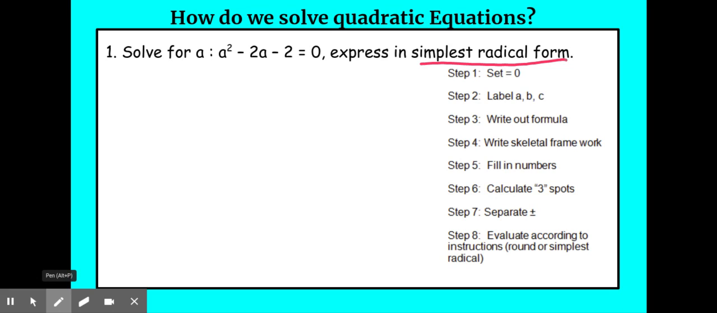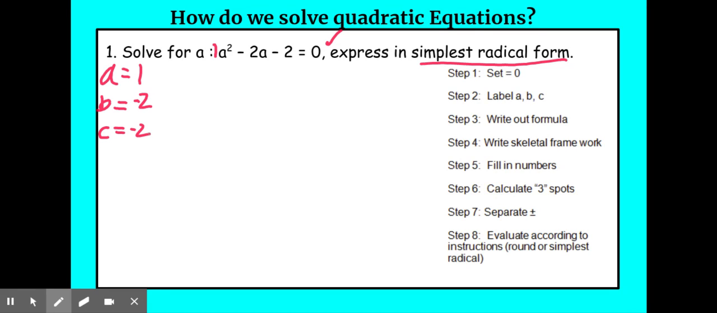So your first step is make sure it's set equal to 0, which it is. Check. Label A, B, and C. A is equal to 1, which is the number in front of x squared. B is equal to -2, the number in front of x. And C is -2, the constant.